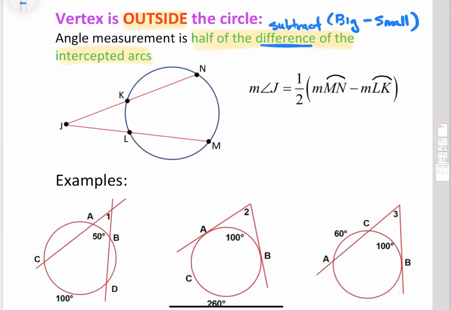All right, so let's take a look at this particular example. Here, this time, we have our vertex on the outside, which is point J, and the angle that is being formed is this angle right over here.